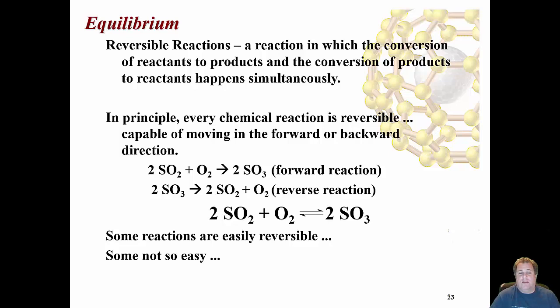If we look at the example here, we have SO2 reacting with oxygen to form SO3. But what also happens is if we have just SO3, it can decompose into SO2 and O2. So we get this reversible reaction as designated by this double arrow.